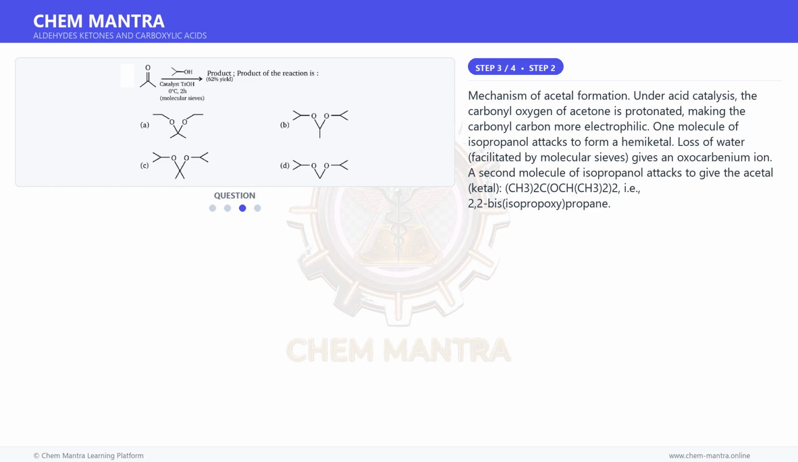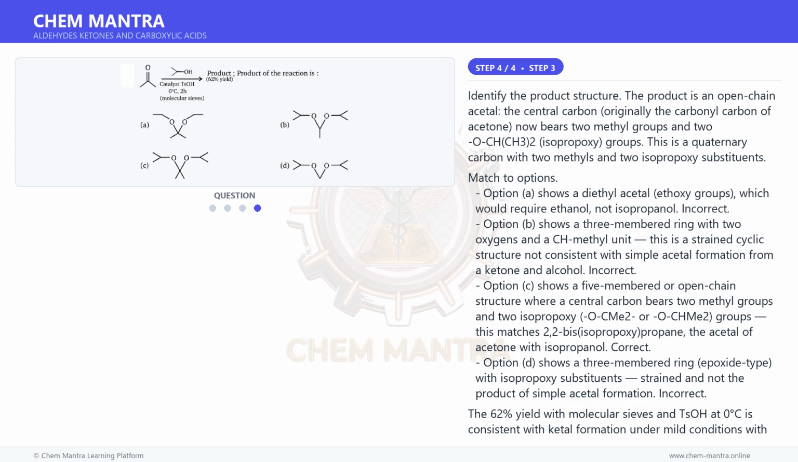Mechanism of acetal formation. Under acid catalysis, the carbonyl oxygen of acetone is protonated, making the carbonyl carbon more electrophilic. One molecule of isopropanol attacks to form a hemiketal. Loss of water, facilitated by molecular sieves, gives an oxocarbenium ion. A second molecule of isopropanol attacks to give the acetal, the ketal, CH3-C(OCH(CH3)2)2-CH3, 2,2-bis(isopropoxy)propane. And for the final step, identify the product structure.